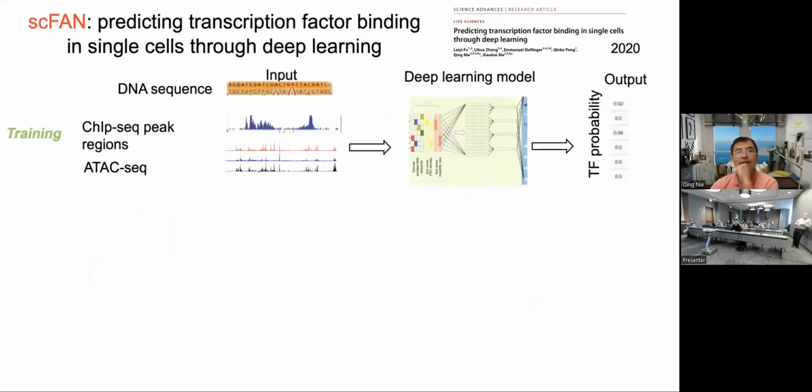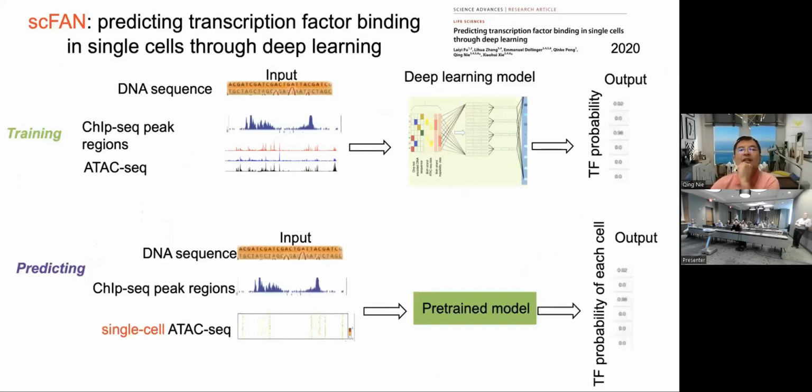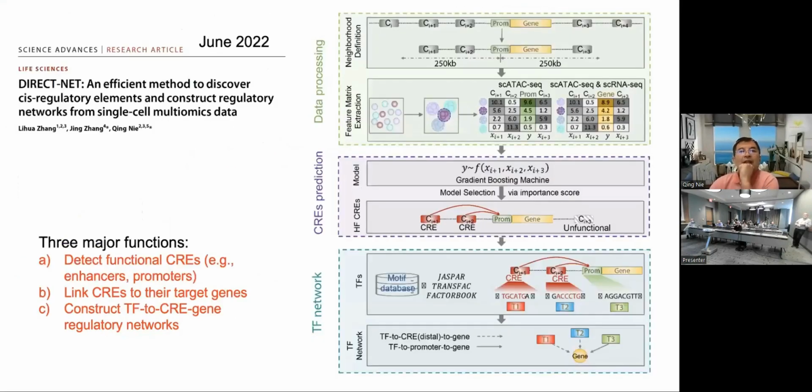So then, can you use the bulk data to train, and then use the single cell data to learn the transcription factor binding information? We made some effort in that direction, and also try to look at how the regulatory information flows using single cell information. This is some work just coming out about 2 weeks ago.